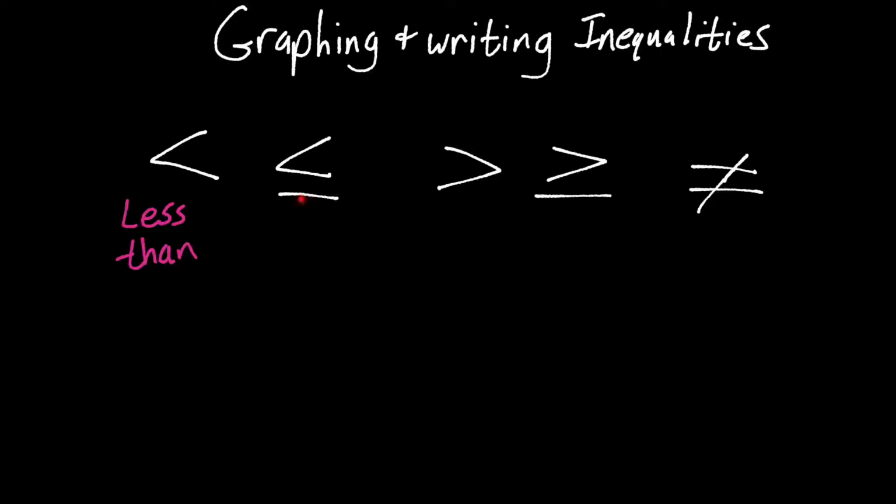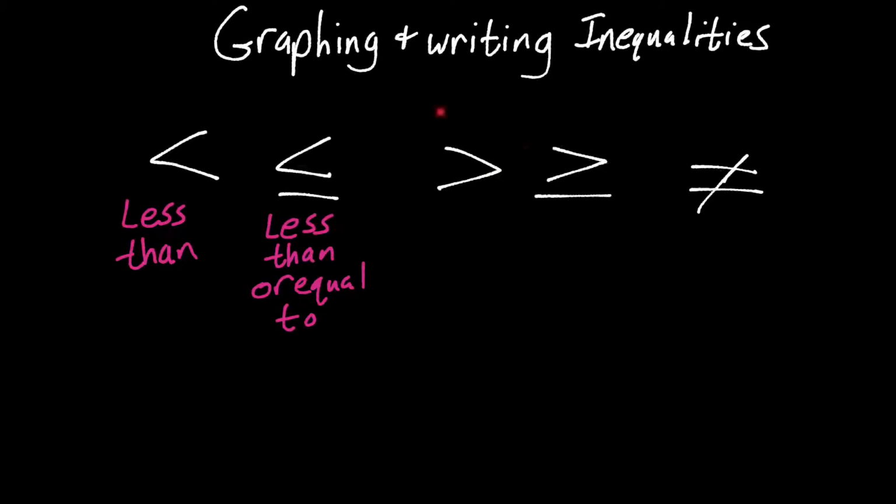This symbol looks very similar. We have the less than symbol as part of it, but we have this line underneath. That is half of an equal sign. So we say this is less than or equal to.